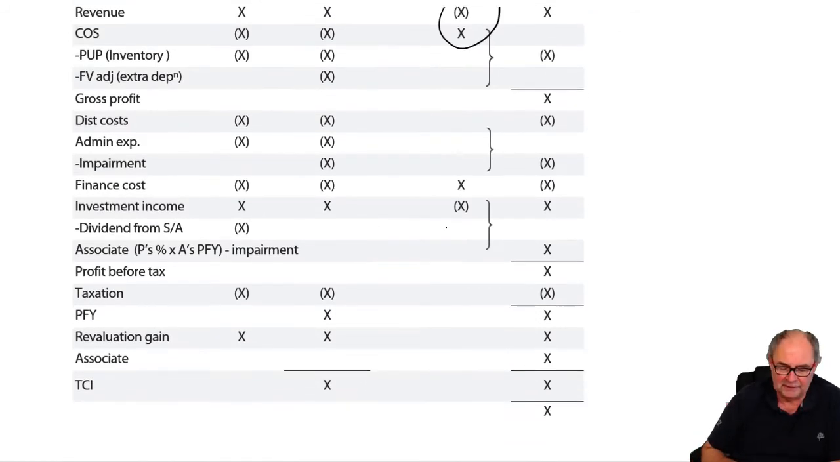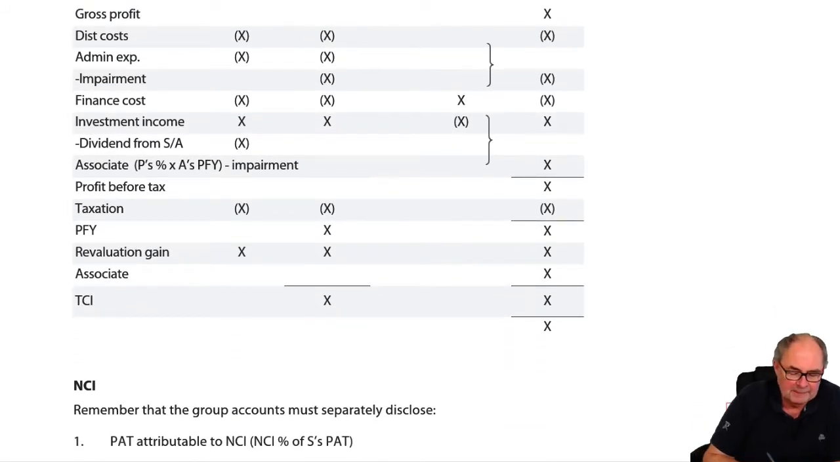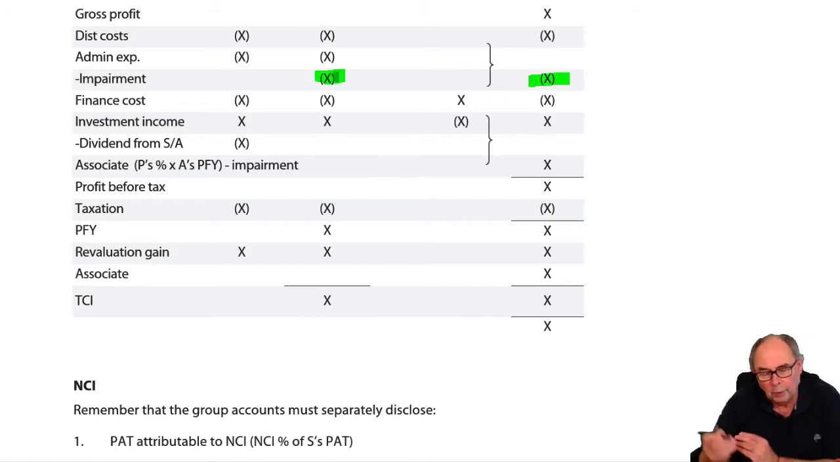Further down the profit and loss, you can see there might be some impairment. If there is some impairment, again, it doesn't matter about the columns, but all of the impairment is shown on the profit and loss, and they'll sort out which bit belongs to the NCI when you do the little extract at the bottom of the profit and loss that says profit attributable to NCI.